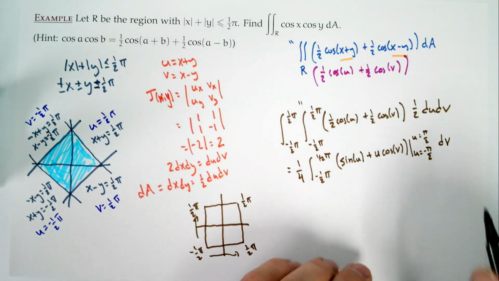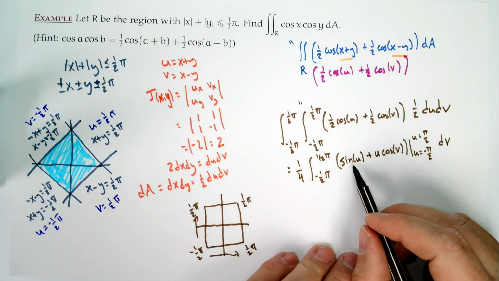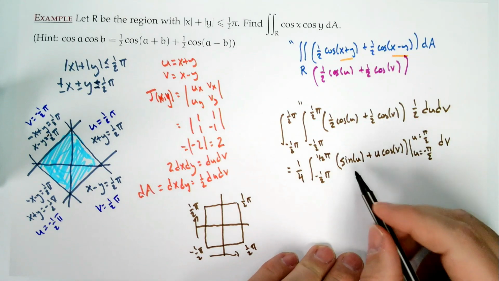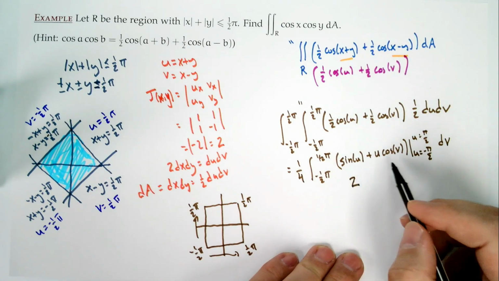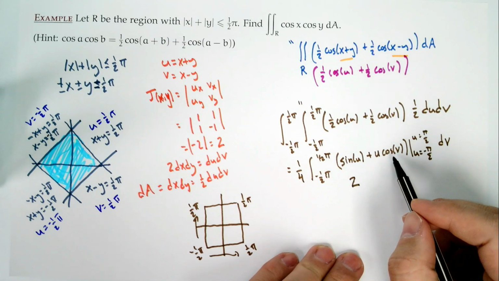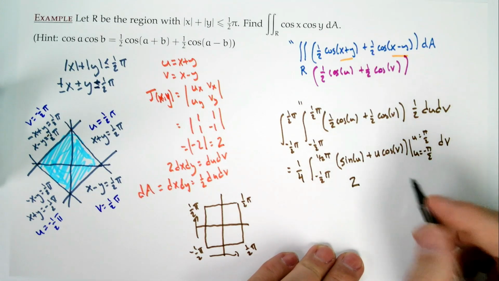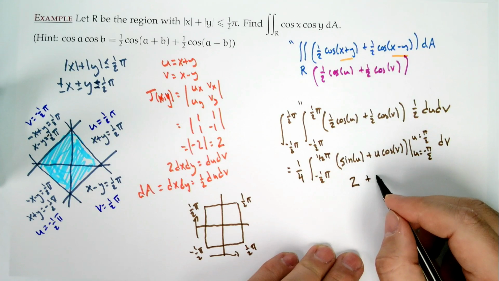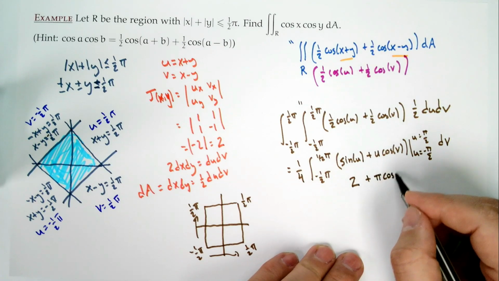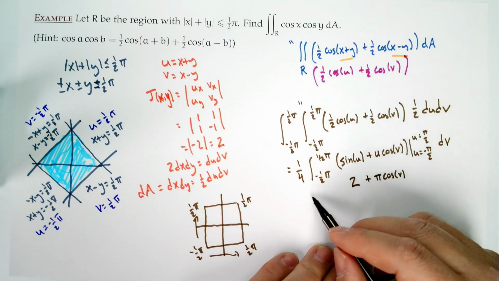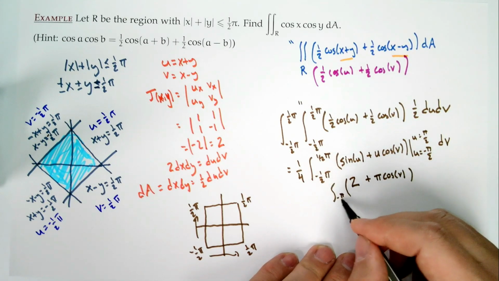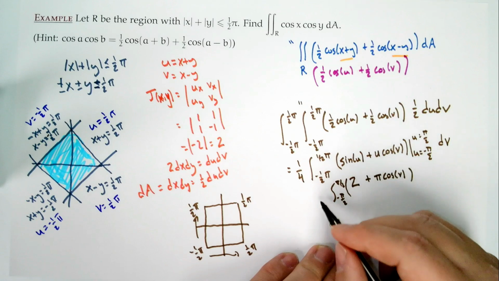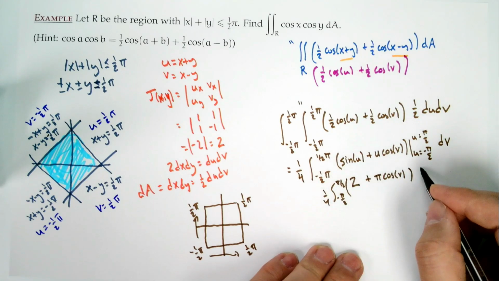All right, well, what do we get? Well, sine of pi halves is 1. Sine of negative pi halves is -1. So when we evaluate, we're going to get 2 here. Then we're going to get pi halves times cosine v minus negative pi halves times cosine v, which is plus pi cosine v. Then, of course, we're going to integrate from negative pi halves to pi halves. Put a 1/4 in front, dv.